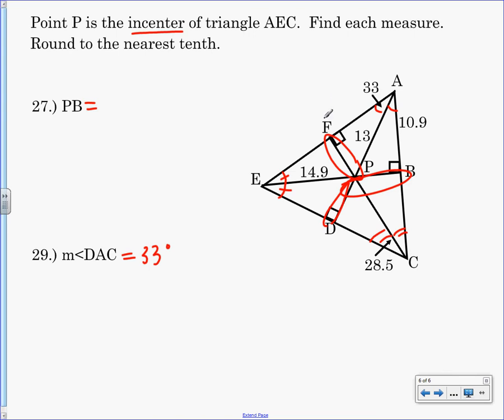So now we're looking for PB. If you look here, I have what? Right. A right triangle, right? Where I'm missing one side. How do I find the third side of a right triangle? Pythagorean theorem. Yep. So I'm going to say x squared plus 10.9 squared is 13 squared. Is that okay? We're looking at this right triangle here. We're just missing this side. So this squared plus this squared equals that squared. The hypotenuse is across from the right angle, so the 13 has to be by itself. Okay? Solve for x, round to the nearest tenth.